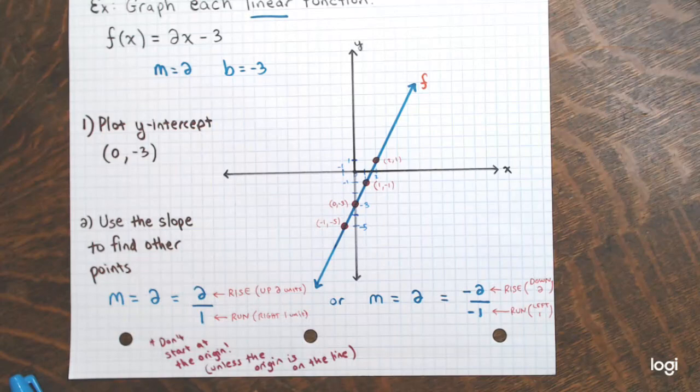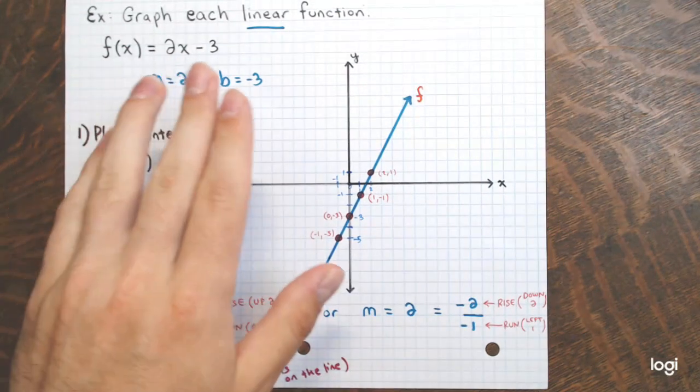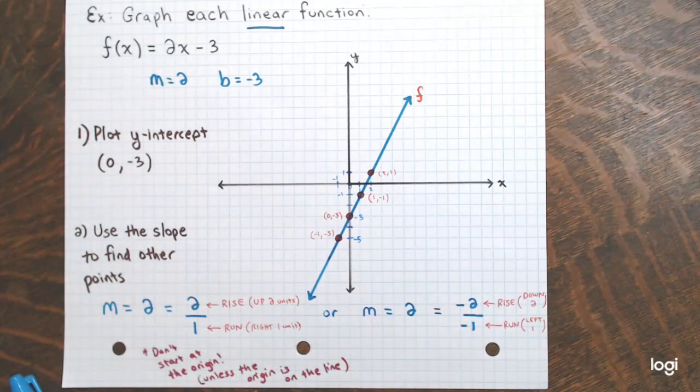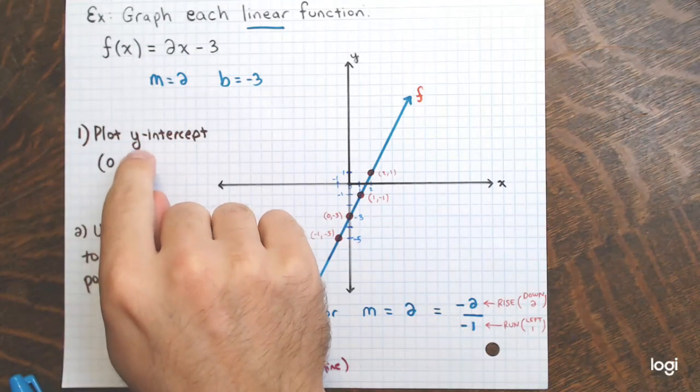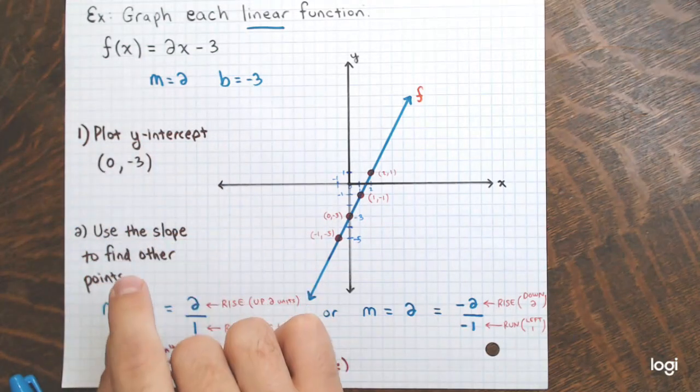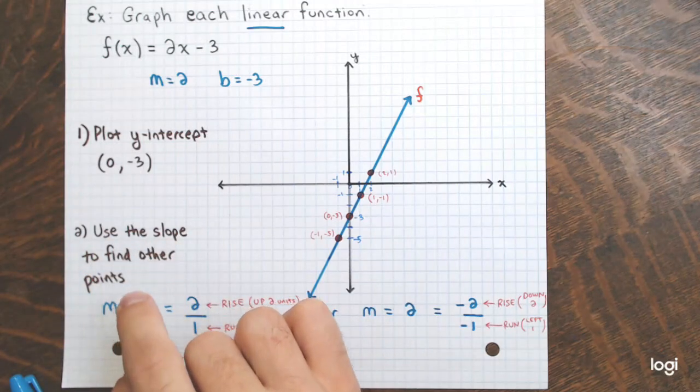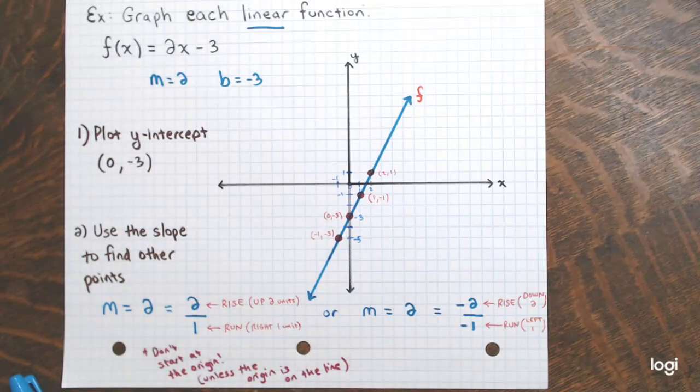Okay, great. But that's how I'm going to plot all these equations that are in this f of x equals mx plus b form. I'm going to plot the y-intercept, plot a point, and then use the slope to find other points. Use the rise and the run to move from one point on the line to another point on the line, and then finally, after I have a couple, I'll finish the graph by filling in the rest.